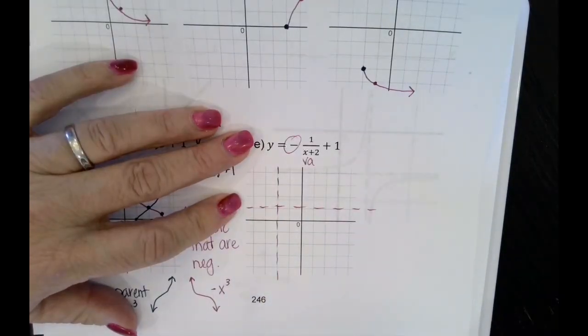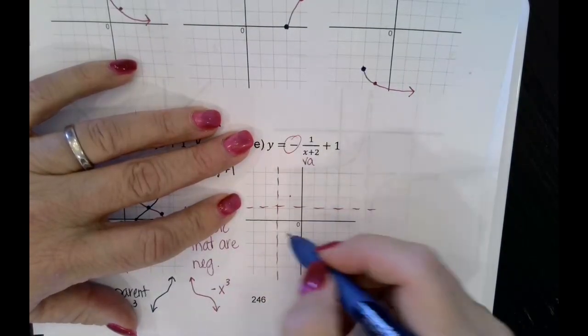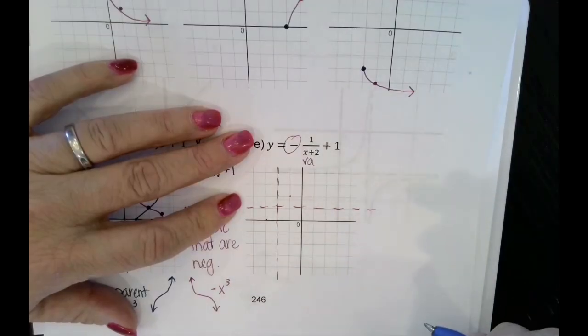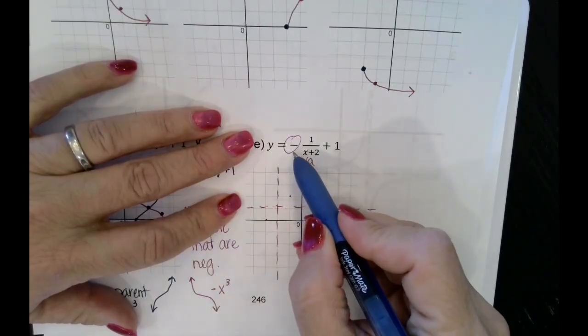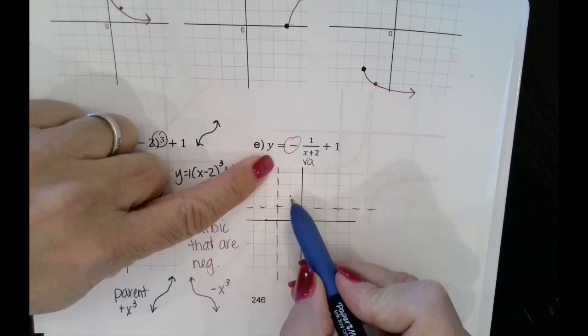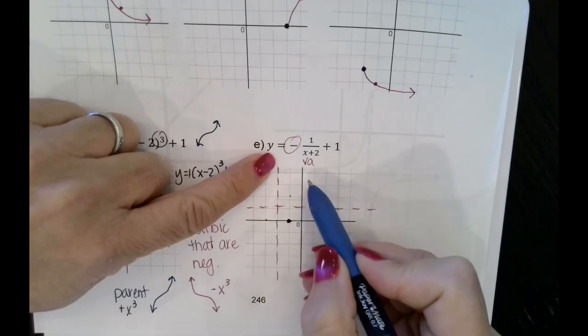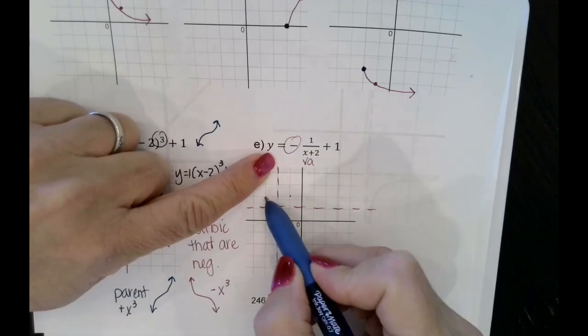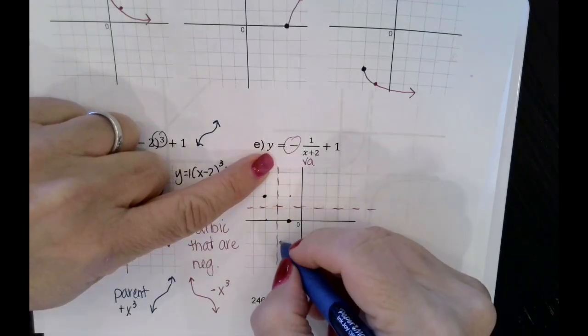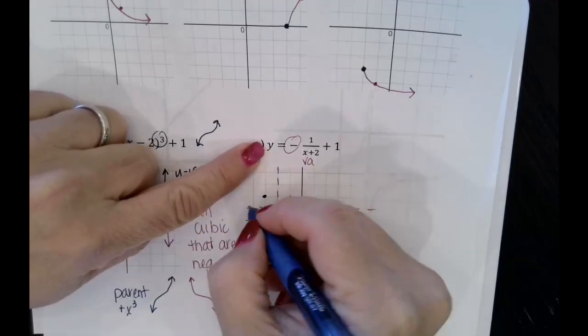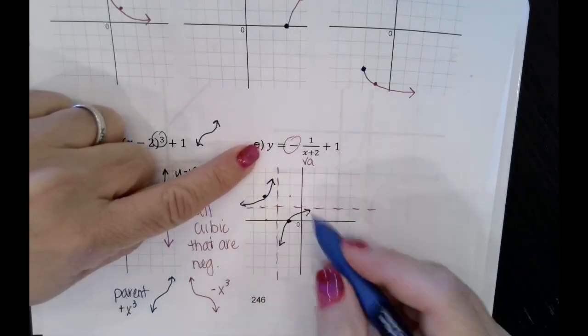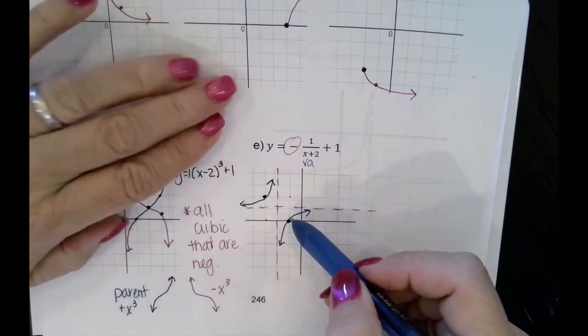Okay, now my parent function would tell me that I have a point here and I have a point here. That's what my parent function would tell me. But this is saying it's the opposite. So if this is where my parent function should be, in this quadrant, now it's flipping and it's going to be in this quadrant. If my parent function was here, now it's here. So this is what my function looks like when it's negative.